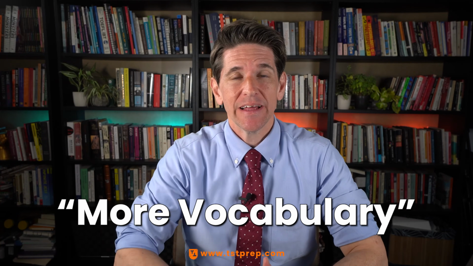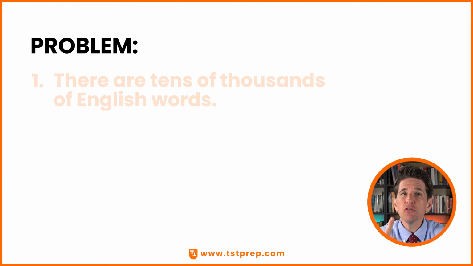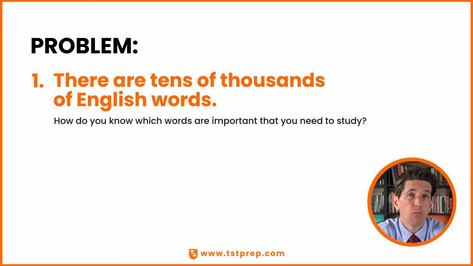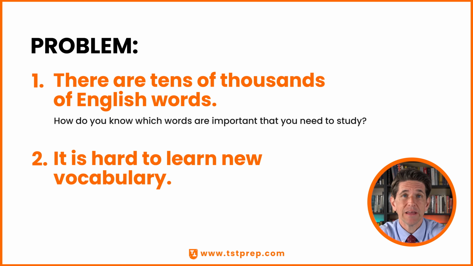More vocabulary. This is what almost all Duolingo English test takers tell me they need to improve their score. But there are two problems with this. The first problem is that there are tens of thousands of English words. How do you know which words are important that you need to study? The other problem is that it is hard to learn new vocabulary. It takes time. So how can we go around these problems here?